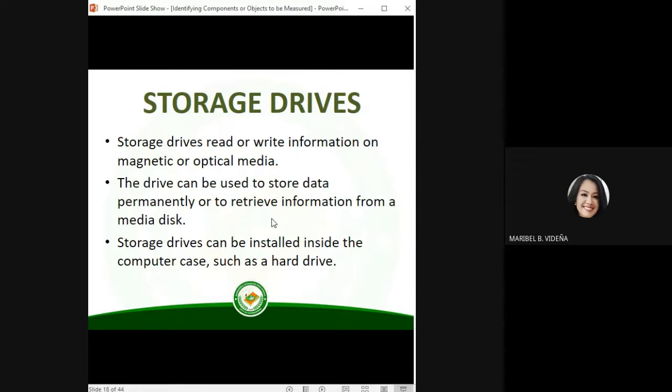For portability, some storage drives can connect to a computer using a USB port, a FireWire port, or an SCSI port. These portable storage drives are sometimes referred to as removable drives and can be used on multiple computers. Here are some common types of storage drives. We have the floppy drive, the hard drive, the optical drive, and the very common flash drives.